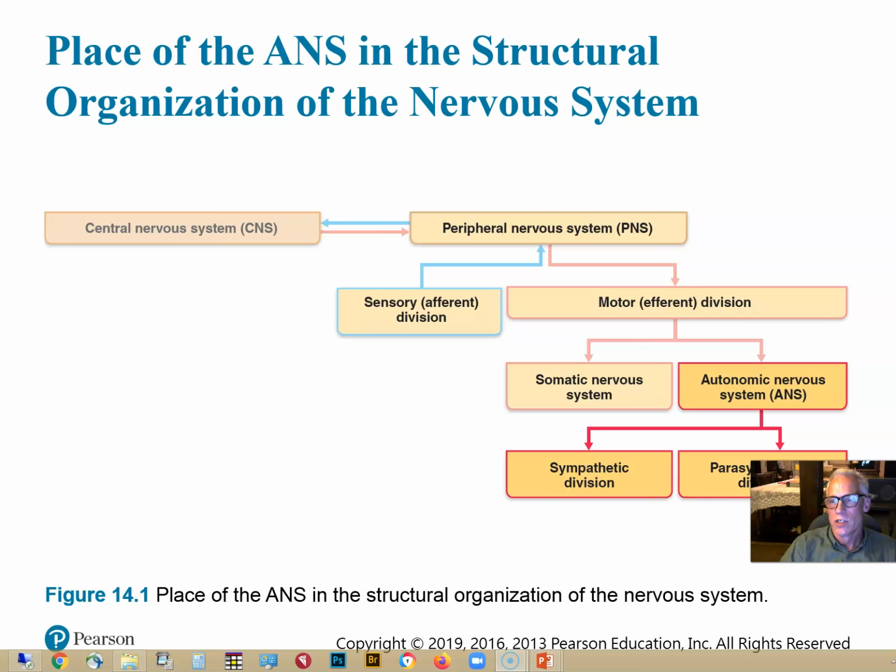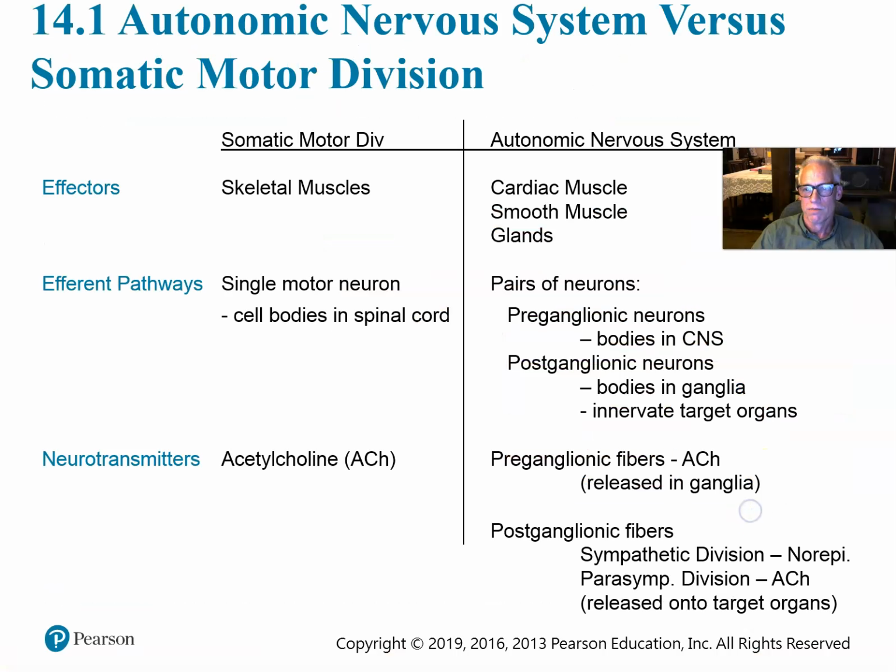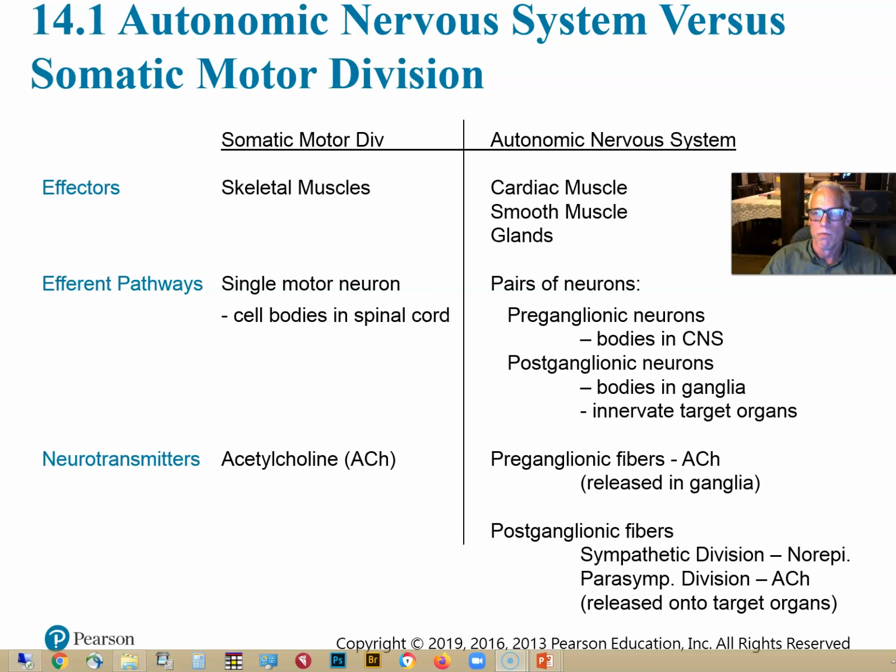There's a familiar schematic diagram of the nervous system we looked at the very beginning of chapter 11. I'm just homing in on part of the peripheral nervous system, part of the motor divisions particularly. The autonomic nervous system has the sympathetic division and the parasympathetic division, two antagonistic or opposite functioning divisions. Comparing it to the somatic motor division, the skeletal muscle motor neurons, like the somatic motor division, skeletal muscles, autonomic motor divisions control your heart, smooth muscle, and glands.